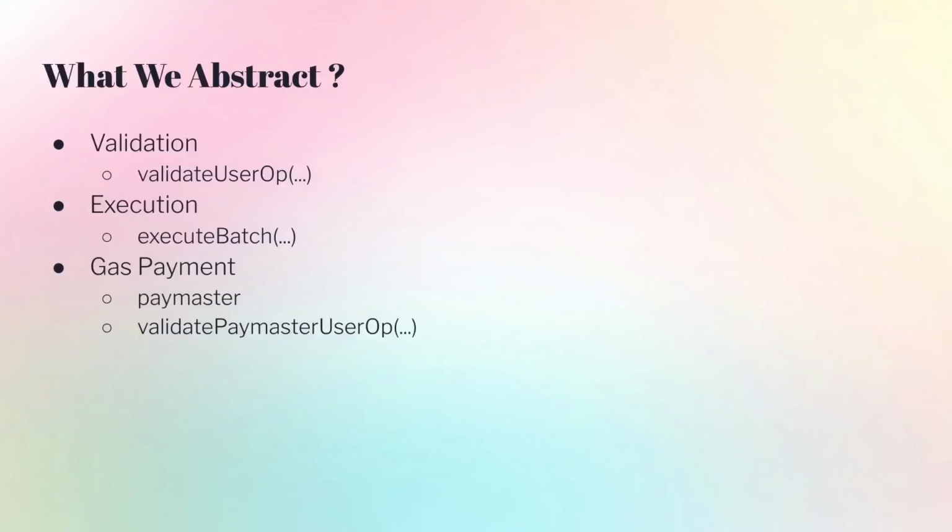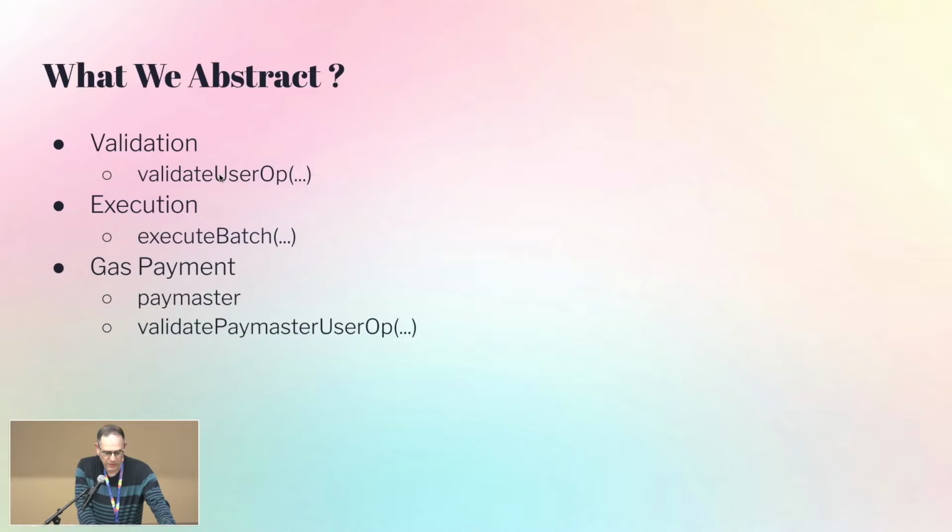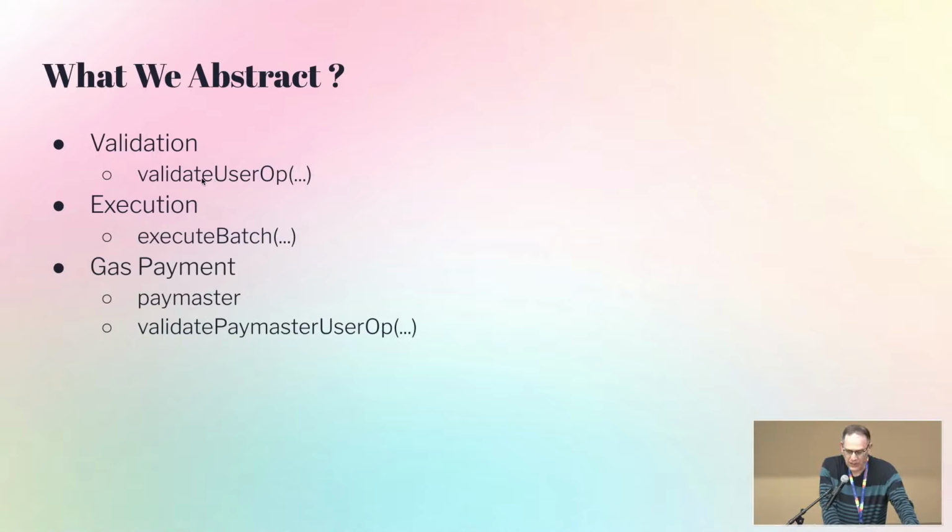Account. Abstracted account is a contract. Contract is the king. What we try to abstract, we abstract validation. We have an account expose a validation method, which allows us a different type of validation, as we will see shortly. We abstract execution, like execute batch if you want something else, instead of a single transaction.